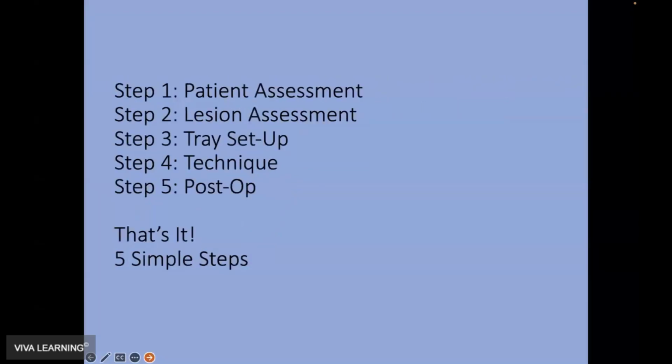So, step 1 is patient assessment. Step 2, lesion assessment. Step 3, tray setup. Step 4, technique. And step 5 is post-op. That's it. 5 simple steps.